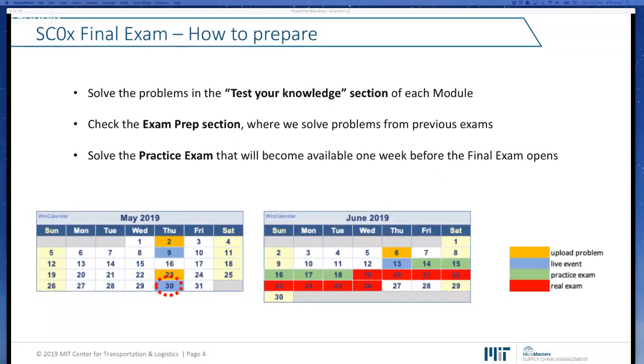So let's say you're planning to take the final exam on the 24th. You won't be able to take the practice exam on the 24th before your real exam. The exam will close on the 18th. So plan accordingly again. Make sure you take the practice exam on time, and then allocate whenever you want in that other week for the final.